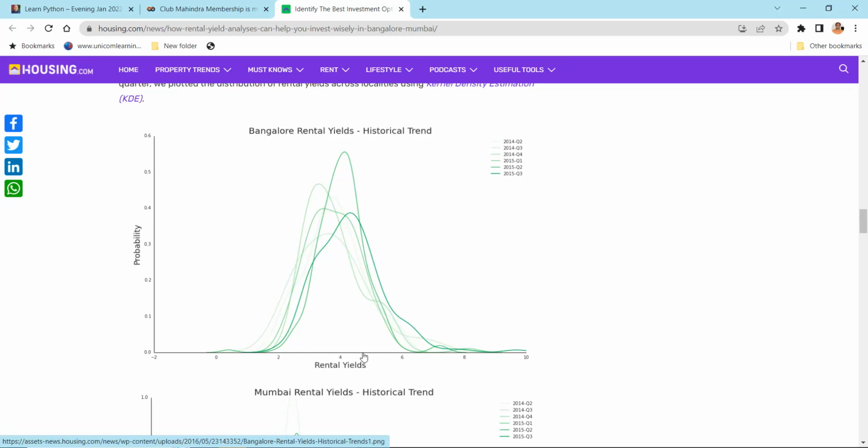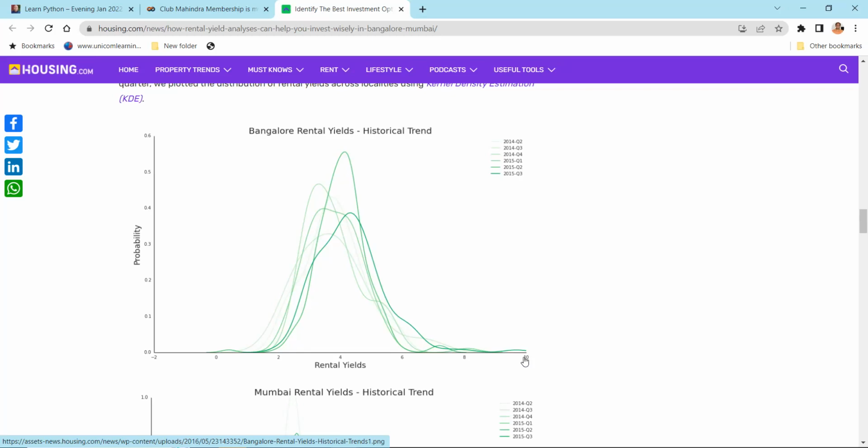So it is probably about 4.5 to 5, correct? And it was probably around 4 in 2015 Q2. So it is increasing over the period, right? The graph is shifting towards the right. Every quarter it is moving to the right.